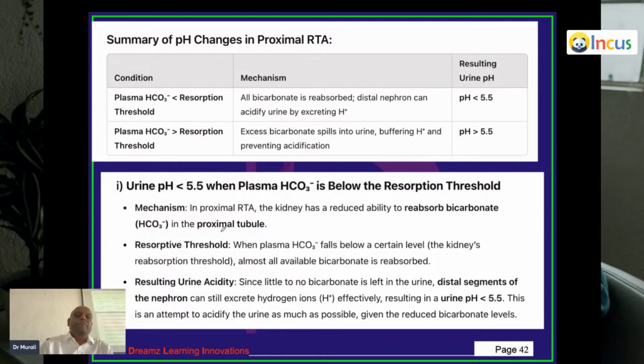Right? Then, how is the urinary pH here? Here there is no problem of secreting H plus into urine to compensate acidosis. That's the reason urine pH can be less than 5.5 in proximal RTA. But urine pH is always alkaline and more than 5.5 in distal RTA. That much you understood, right? No confusion. That is the main differentiator.